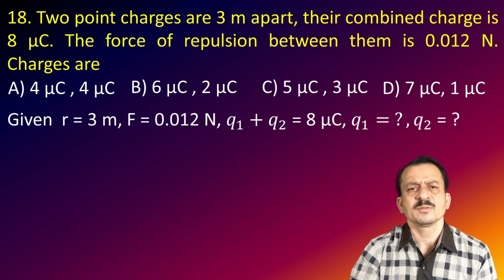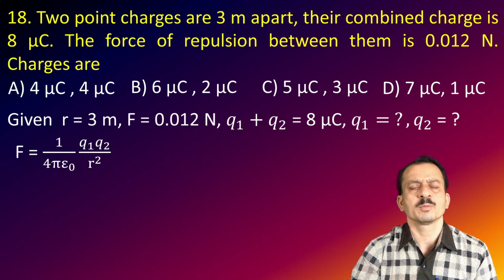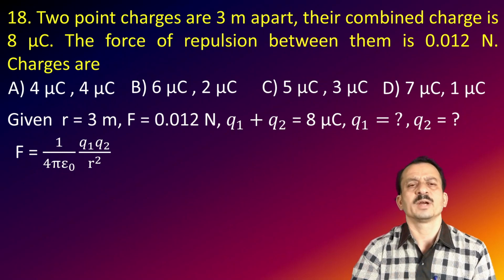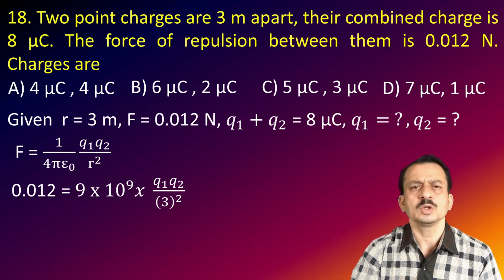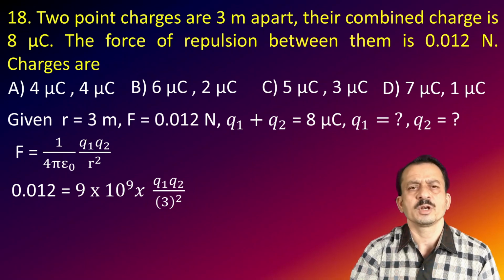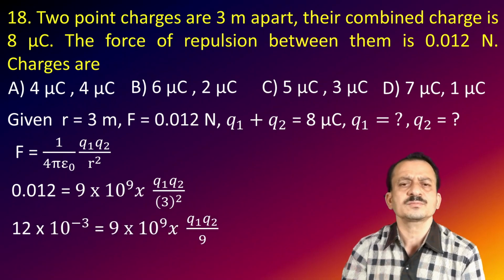By simply using the force formula, force is equal to 1 divided by 4 pi epsilon naught into Q1 Q2 by R square. Substituting the values, force is 0.012 is equal to 1 divided by 4 pi epsilon naught, it is 9 into 10 to the power of 9 into Q1 Q2 divided by distance 3 square. Now 3 square becomes 9, therefore 9 get cancelled.